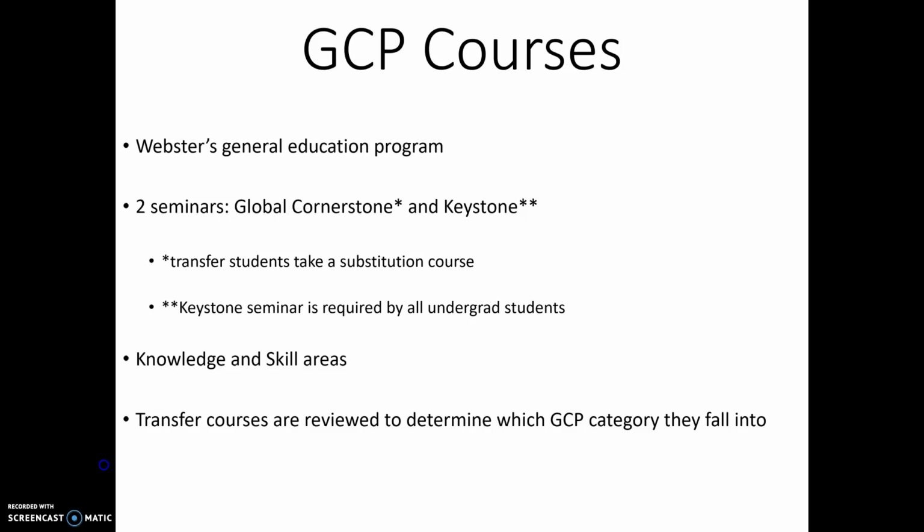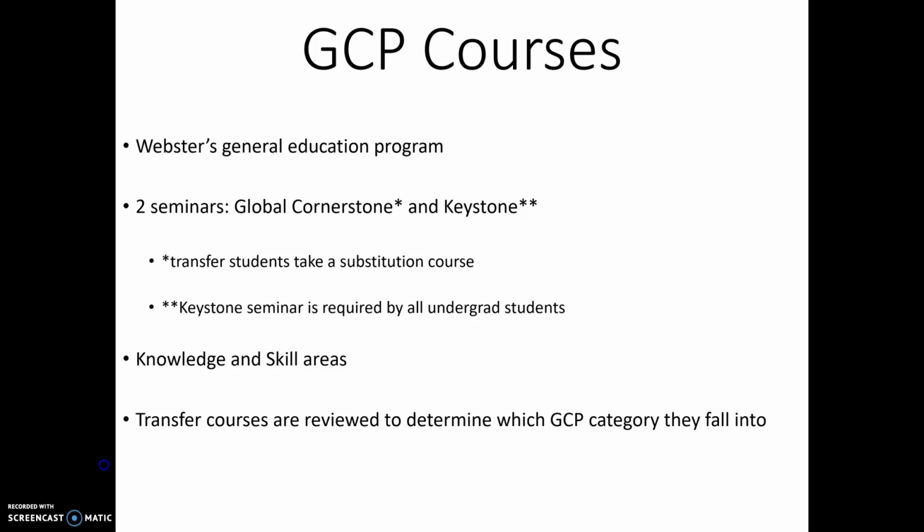The second grouping of courses into which your credits may fall is the Global Citizenship Program, or GCP. Again, this is Webster's general education program. And it consists of two seminar courses: a Global Cornerstone Seminar that serves as the university's first year or freshman seminar course, and a Keystone Seminar, which is meant to cap off the Global Citizenship Program and is typically taken in junior year or senior year.